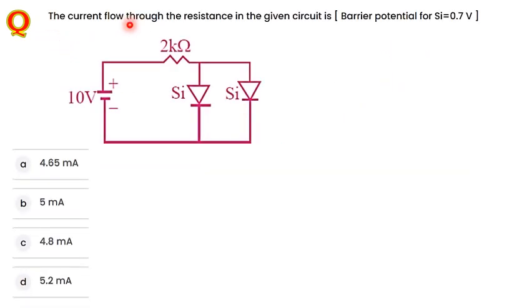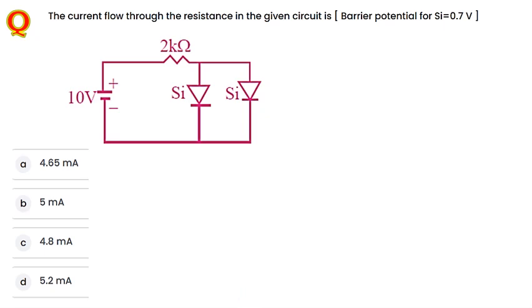Here the question is the current flow through the resistance in the given circuit. Already they have given the barrier potential of silicon, 0.7 volt. Let me tell you the concept first. There are two diodes, both are silicon diodes, where the P type semiconductor is connected to the positive terminal and the N type to the negative terminal. So both conduct current, both are forward biased. In forward bias there is a flow of current over here. So they are asking for the current flow in the circuit.